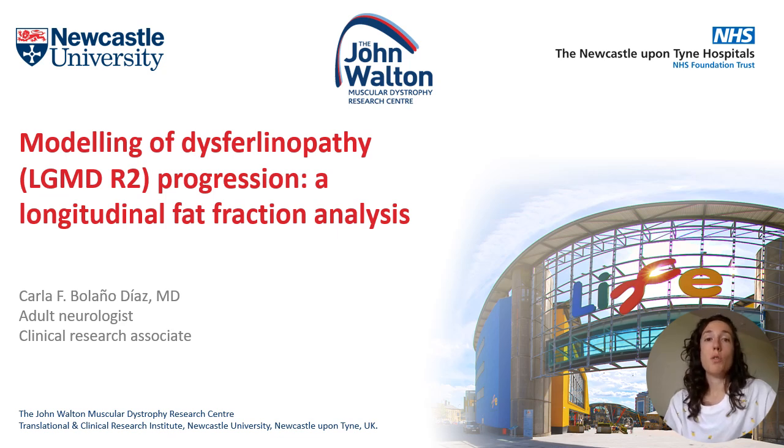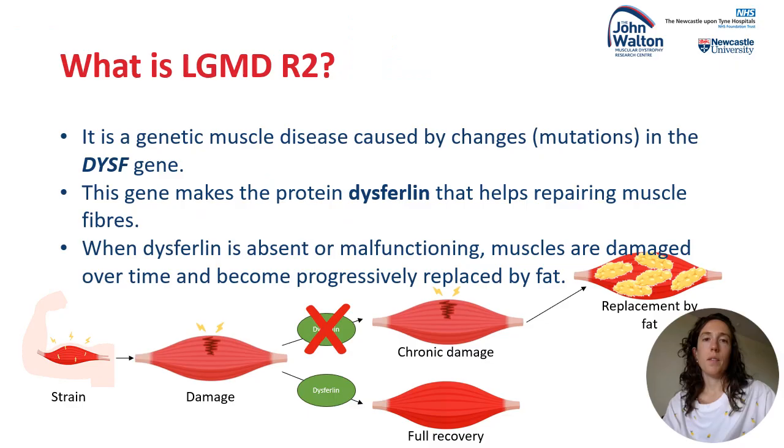be measured using MRI. So first of all, what is limb-girdle muscular dystrophy R2? This is an inherited muscle wasting disease produced by mutations or variants in the DYSF gene. This gene holds information that encodes a protein called dysferlin. Dysferlin is expressed in several tissues. However, it is key in the structure and function of skeletal muscle.